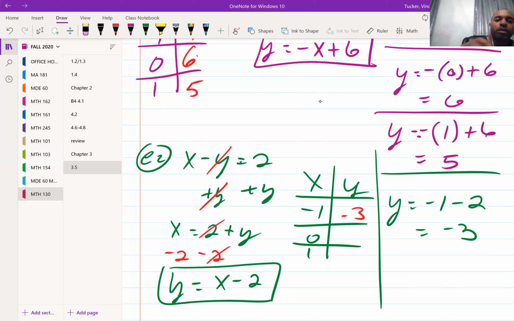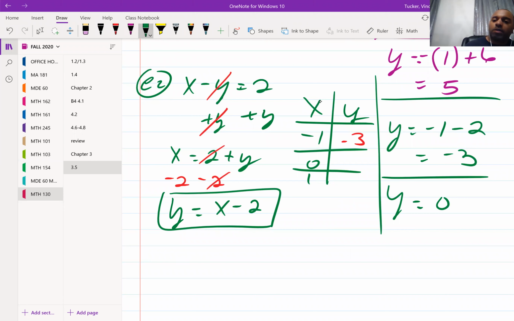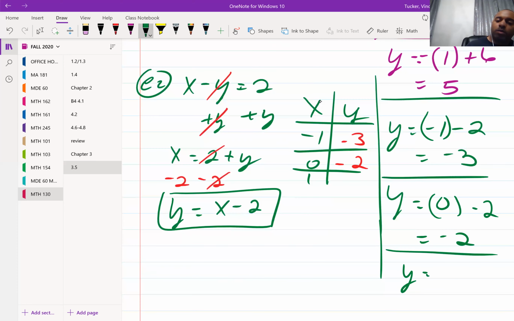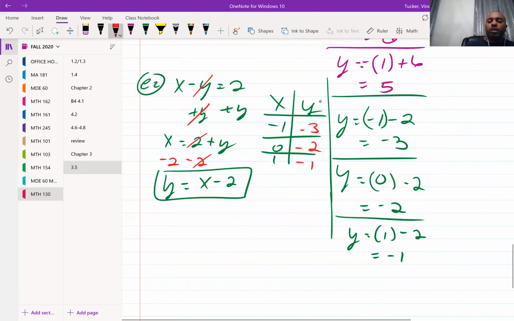Oh, still got red. Plugging in 0. I guess I could have put parentheses around that. Plugging in 0. And then plugging in +1, which would be -1.